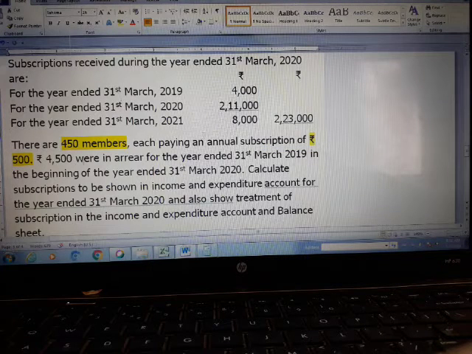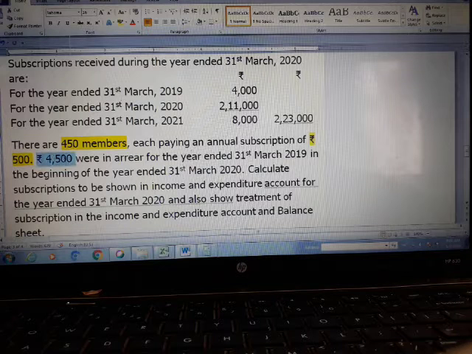Fine. It is given further that rupees 4,500 were in arrears for the year ended. Just the previous sum only I was discussing. There is a difference. If it says for the year ended, it pertains to that year ended. Whereas if the words for the year ended are not given, then it means it is accumulated, that is, the previous year is also falling into it. Can you understand the difference?